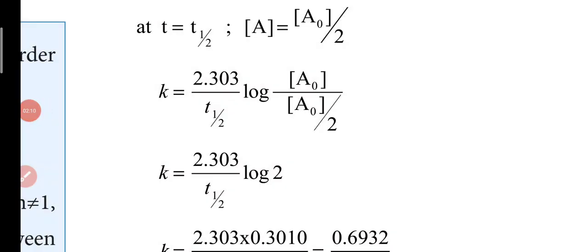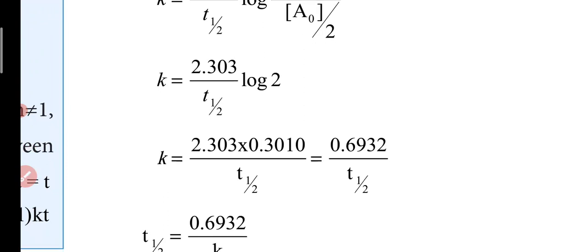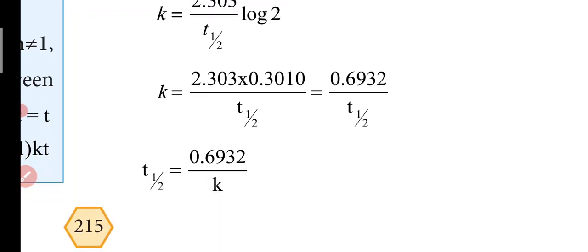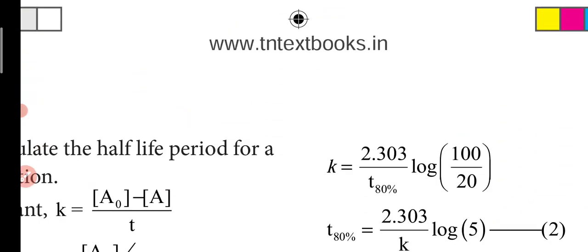In the next step, a naught will get cancelled. You will get the answer as log 2 there, and if you expand this, K is equal to 2.303, log 2 value will be 0.3010, divided by t half. If you multiply that, you will get the answer as 0.6932 by t half. So you have to interchange t half and K. You will get t half is equal to 0.6932 by K. Okay, this is for first order.